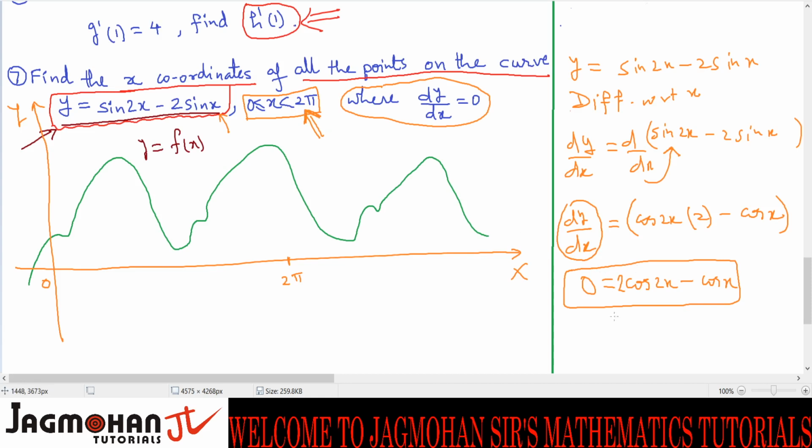I will solve this, and whatever x value I get, that is the answer. So the question was, find the x coordinate of all the points on the curve in this interval where dy by dx is 0. So I differentiated y, I got dy by dx. Then for dy by dx I wrote 0, and I find all the x values for which dy by dx is 0. Those x values which I get are the answer.